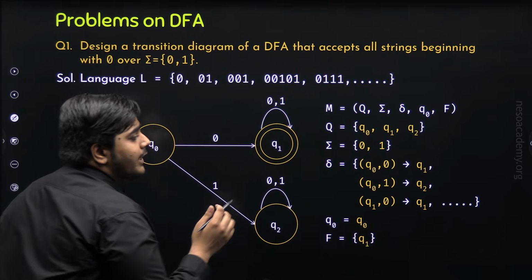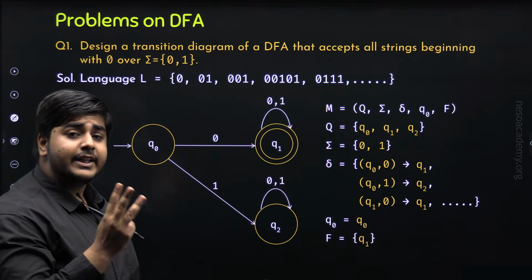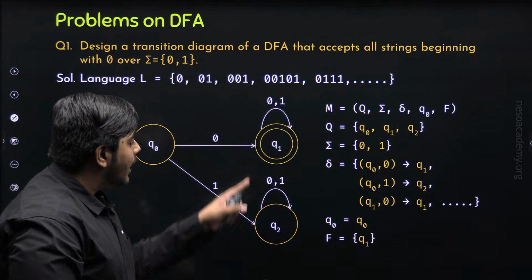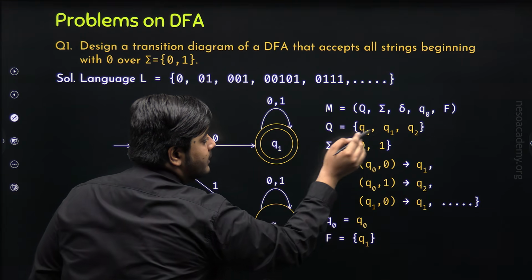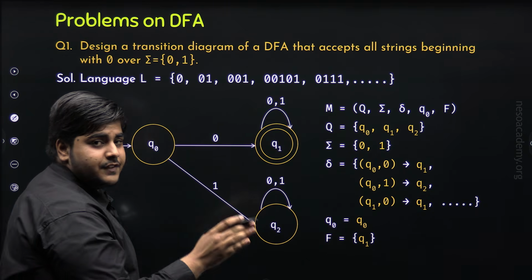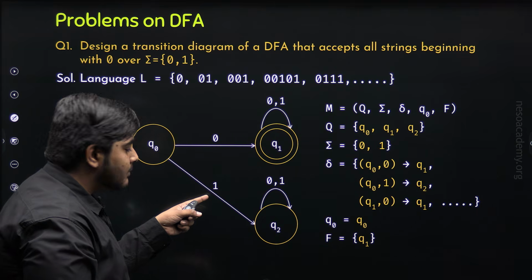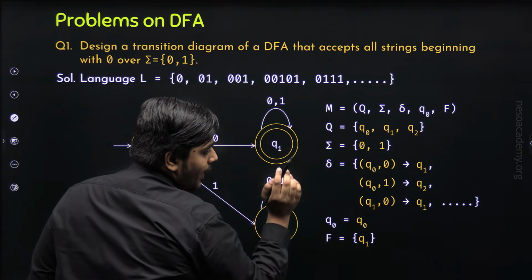Q, which we already know, is the set of states. And in this DFA, we have a total of 3 states: Q0, Q1, and Q2. So the set Q will have 3 elements: Q0, Q1, and Q2. Sigma is the set of symbols, and we have only 2 symbols, 0 and 1. So it has 2 elements, 0 and 1.